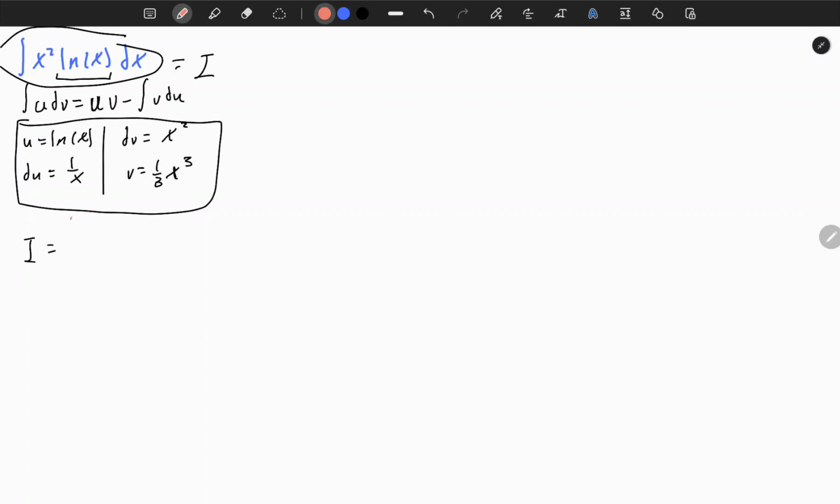So now we plug in our uv, which that would be 1/3 x cubed times natural log x minus the integral of v du, which that's going to be 1/3 x cubed times 1 over x dx. Now, by looking at this here, you will notice that we actually have a constant. So we can go ahead and pull that out.